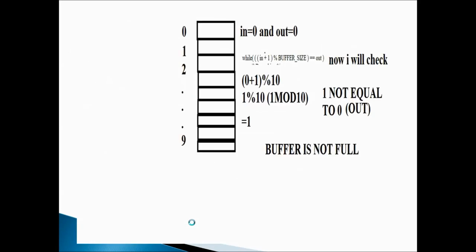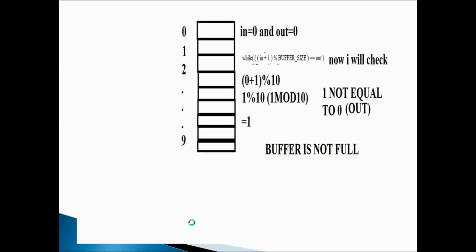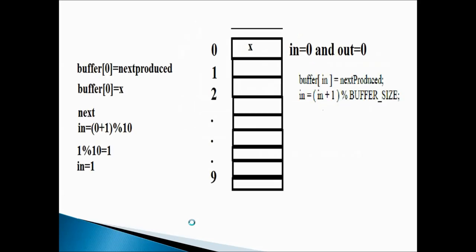So here, what we did: we created a buffer. We set the pointers in is equal to 0, out is equal to 0. We produced the item x and stored it in the variable next produced. Then we checked whether our buffer is full. So obviously 1 is not equal to 0, so obviously the buffer is not full. So I inserted the next produced value into the buffer of 0, that is, x is inserted into the buffer of 0.